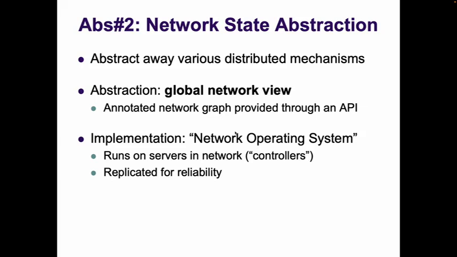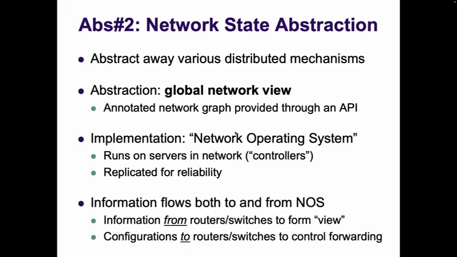And it's implemented through something we call a network operating system. That is, it runs on servers in the network. We call them controllers. They're replicated for reliability, but basically the information flows to and from the network operating system. That is, the network operating system collects from individual routers who their neighbors are. So it collects the topology from them. But then when it's told what the network should do, it goes and tells each one of them, using the OpenFlow spec, this is how you should forward packets. So it both collects information and gives back what I'm going to call configurations.